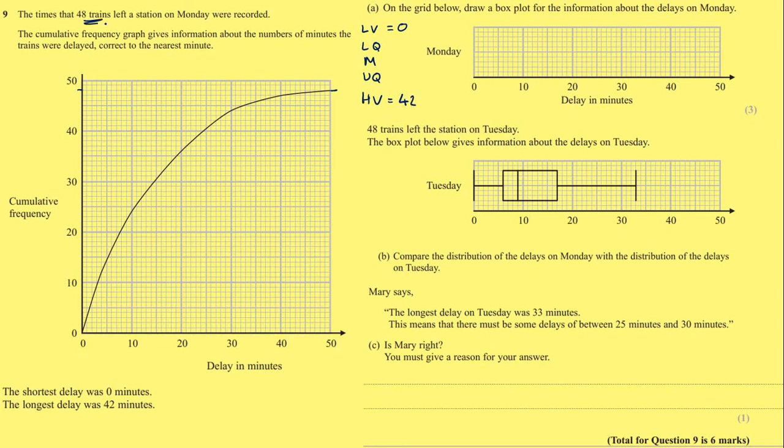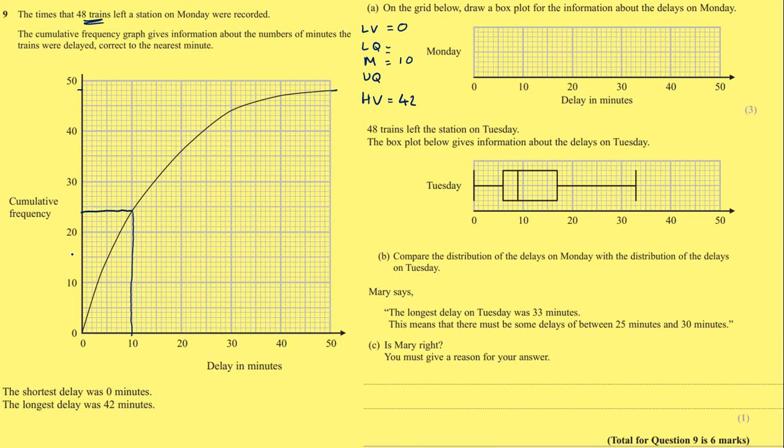Now, if there were 48 trains on Monday, which one's the median? Well, the median would be the 24th train, wouldn't it? So we can go across from 24. Be careful here. There's 25, so it's just one box underneath. And down. Obviously, I should be using a ruler, but I don't have one at the moment on this thing. So my median is 10. It's halfway into the data. If there are 48 people, then it's halfway into the data. That's what medians have always been.